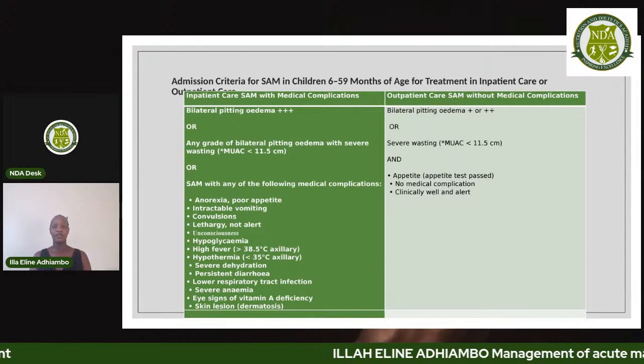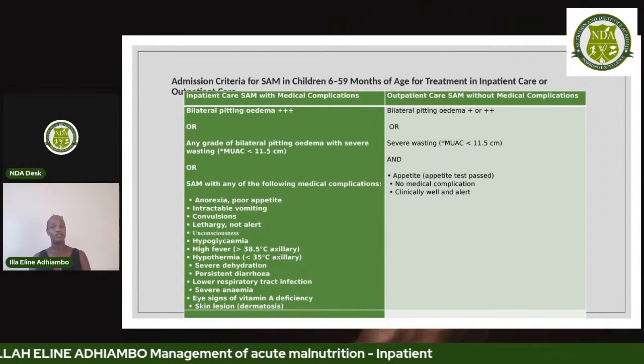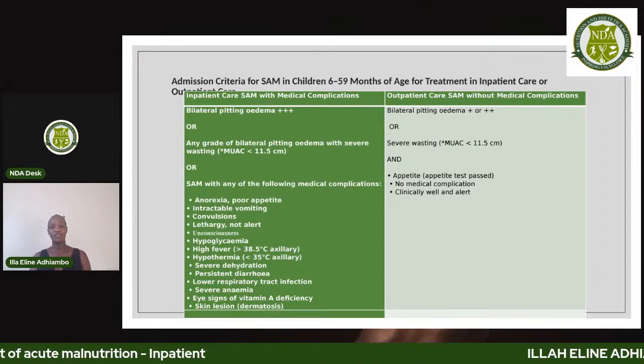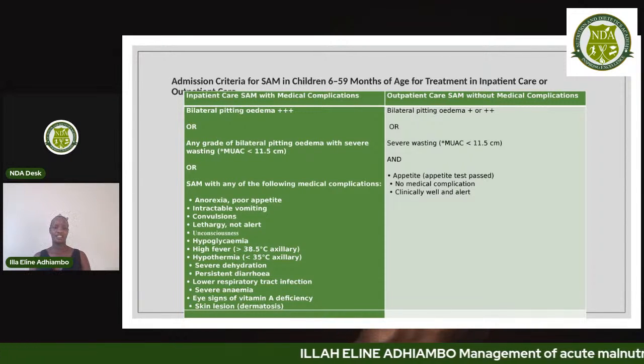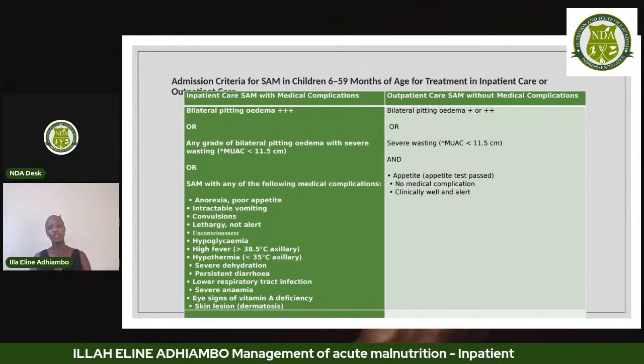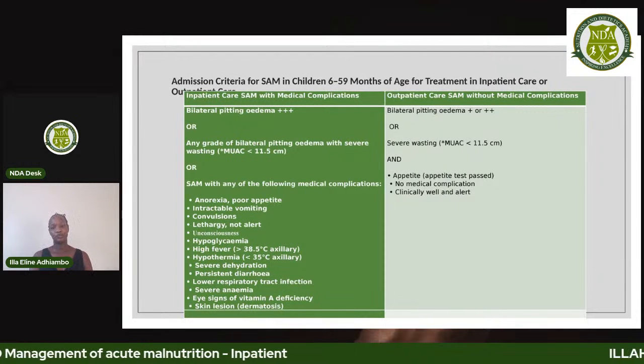severe anemia. And then for outpatient, that is a child with bilateral pitting edema, the first stage or the second, and then severe wasting, yes, with a MUAC of 11.5 centimeters. And if the child passes an appetite test, doesn't have any other medical complication, is clinically alert, you're going to treat this child as an outpatient.